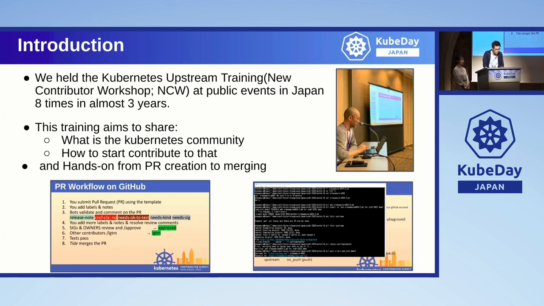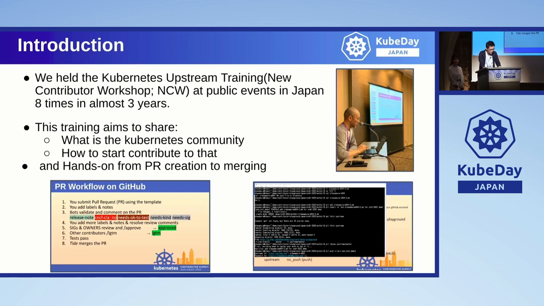And I'll introduce further the Kubernetes Upstream training. It's also called the New Contributor Workshop on the Kubernetes Upstream Community. In this training, the trainee learns two topics. First, what is the Kubernetes Community? What is a SIG, Special Interest Group? What is an Approver, Reviewer? What is an OWNERS file? Something like that. And second, how to start contributing? The PR workflow on GitHub, what labels you can use, where the code is at, something like that.